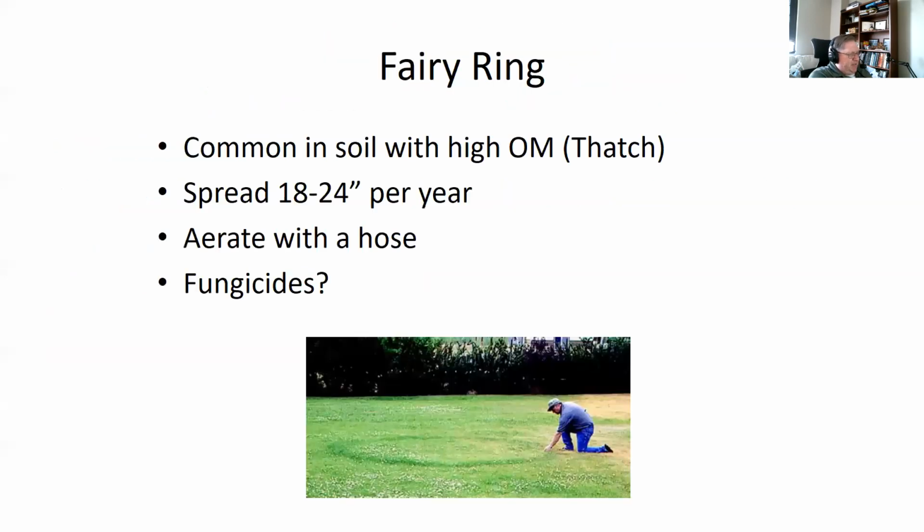Okay, some common diseases before we wrap up. This is called fairy ring, and it's caused by a fungus that is breaking down organic matter in the soil. A lot of times these are a little more common in areas where you have a heavy thatch layer, and they're not necessarily super damaging. Some people consider them unsightly. What's happening is the fungus breaks down the organic matter, small amounts of nitrogen are released, and the grass grows more quickly in that ring where the fungus is or has been.